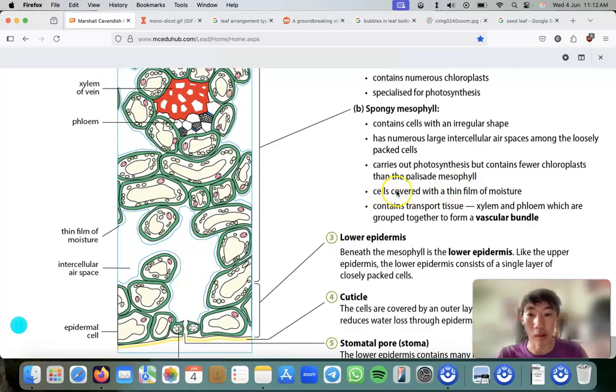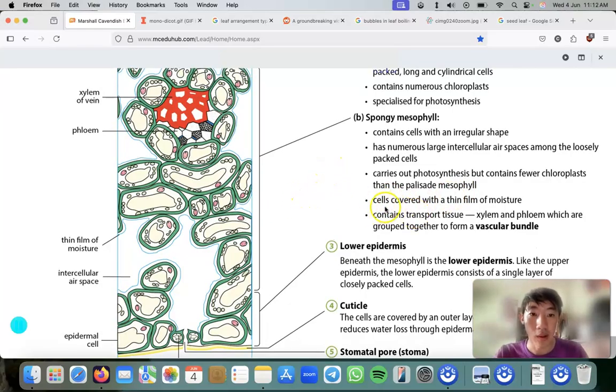And these cells, just like all cells, are covered with a thin film of moisture. As you can see, this blue line is the thin film of moisture. This thin film of moisture allows gases to dissolve and diffuse into the cell. Without enough moisture, because it's a gas, it will not be able to enter the cell. So it must first dissolve into the moisture, then it can diffuse into the cell. Like carbon dioxide, it dissolves into the moisture, then diffuses into the cell. Same thing for oxygen: it has to dissolve into the water and diffuse out of the cell.